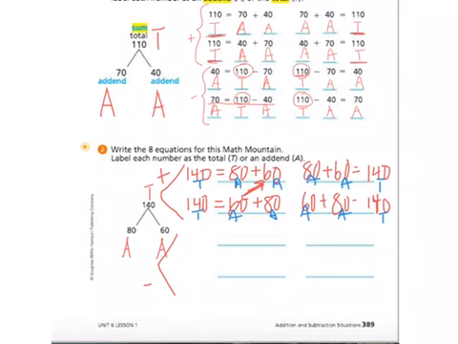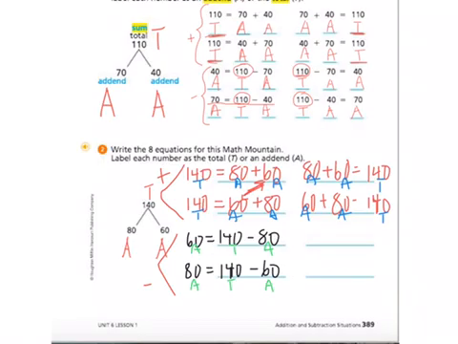And just like they did at the top, they took an add-in first and they said 60 equals the total 140 minus 80. And let's do the one underneath it. This time we're going to say 80 is 140 minus 60. And again, we can label these with add-in, total, add-in, add-in, total, add-in.